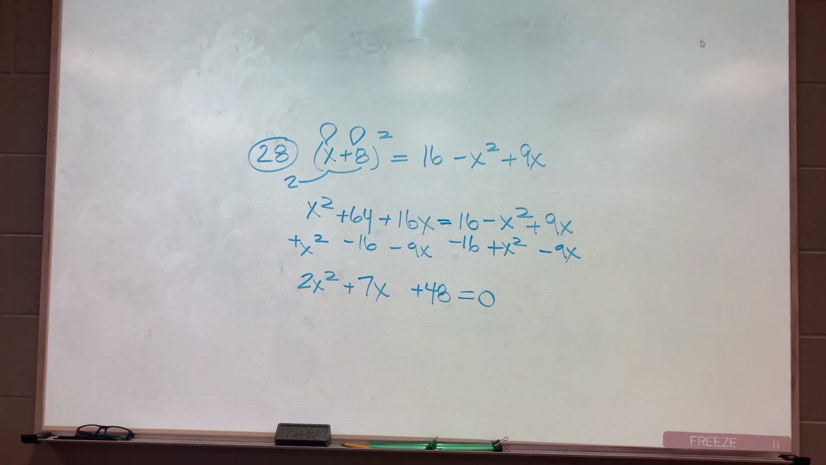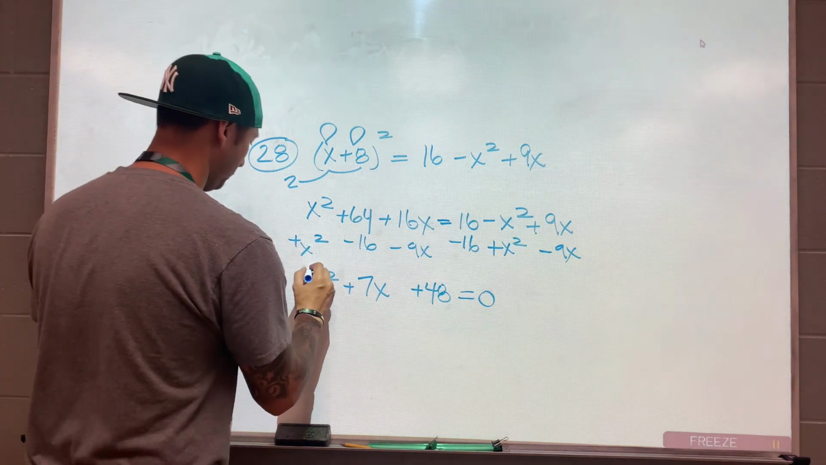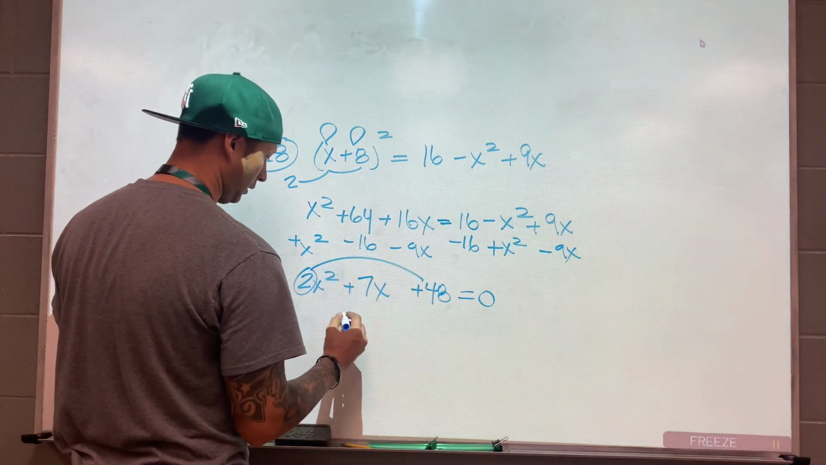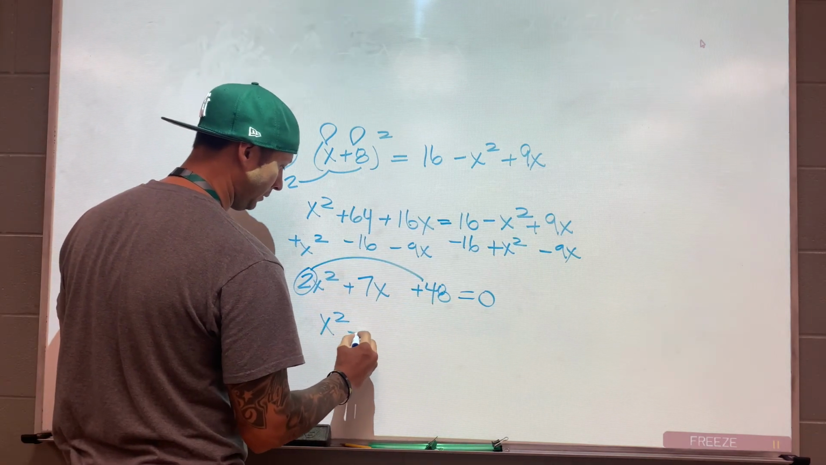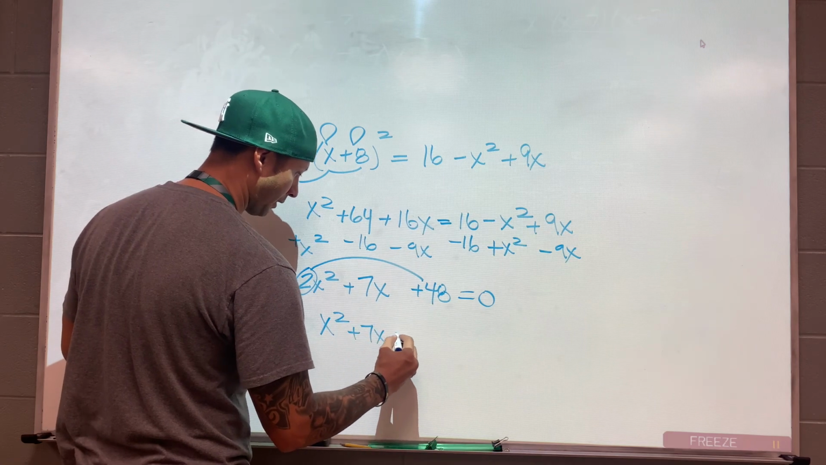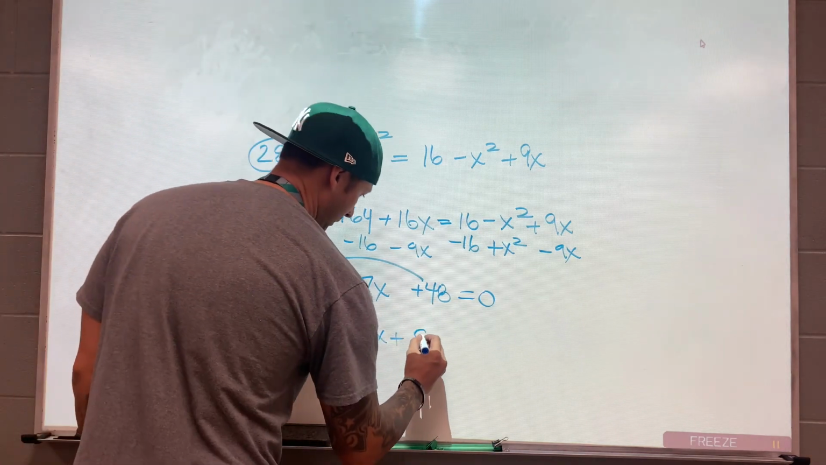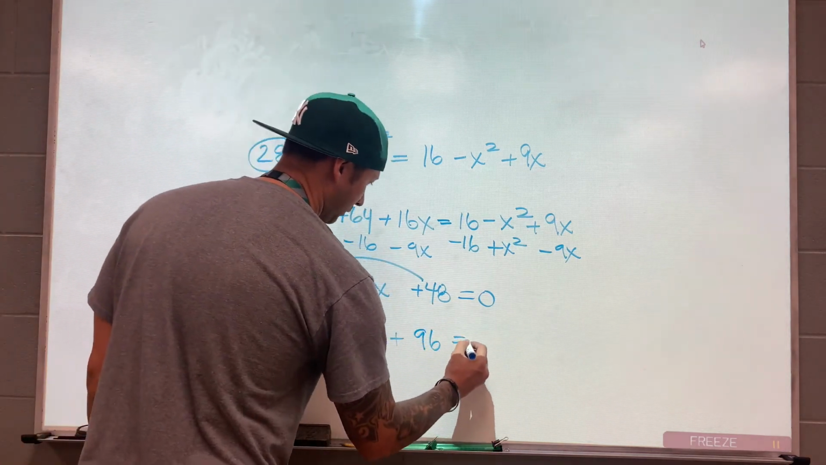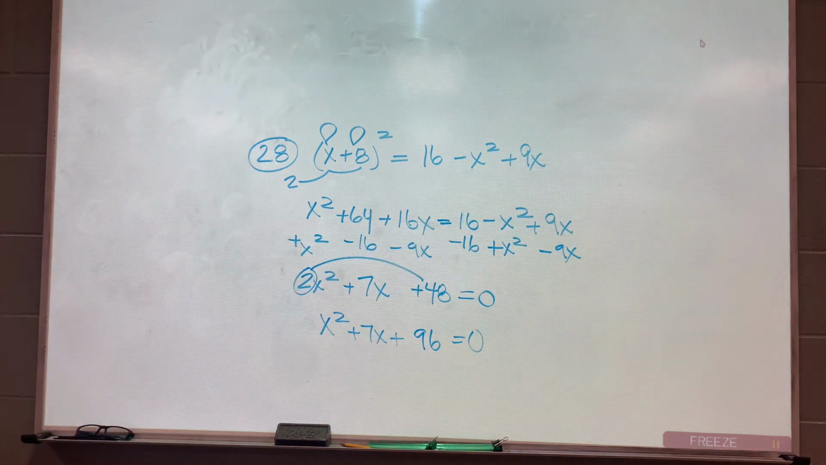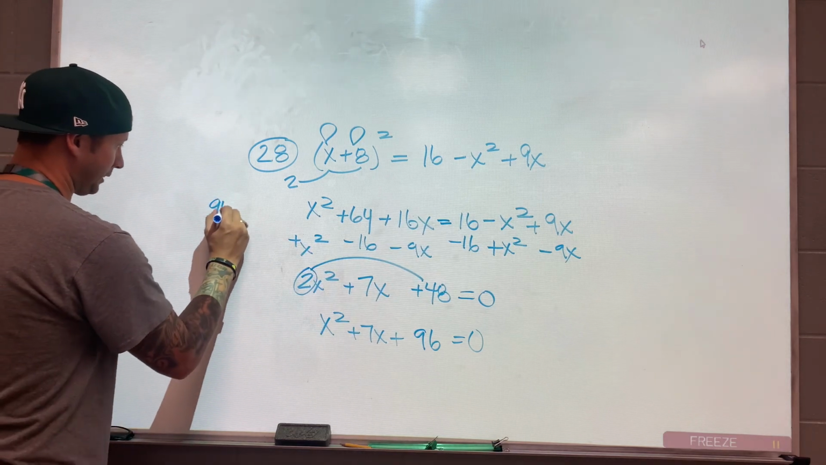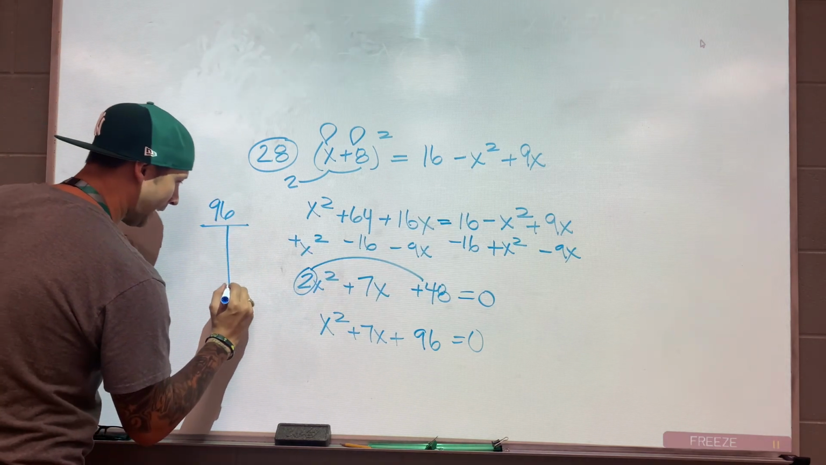I'm going to multiply the 2. All right. x squared, 7x. 48 times 2 is 80 plus 16, 96. Equals 0. Okay, let's think about this for a moment. Numbers that multiply to make 96 that add up to 7.